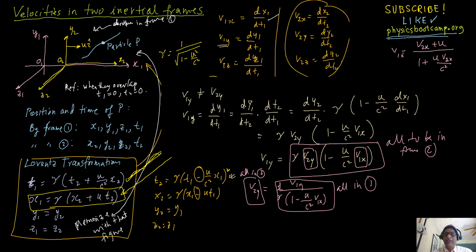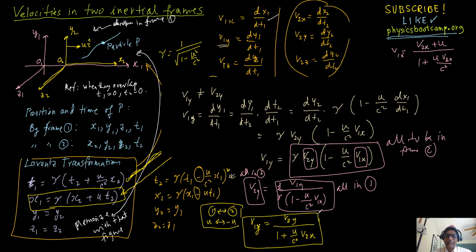Okay, you can clearly see there's a symmetry here. If I switch 1 to 2 and switch u to minus u, I should get what I need. So v1y should be equal to v2y (1 plus u over c square v2x). This is a pretty cute trick. You can just use the symmetry of the situation to get something that can be nasty.